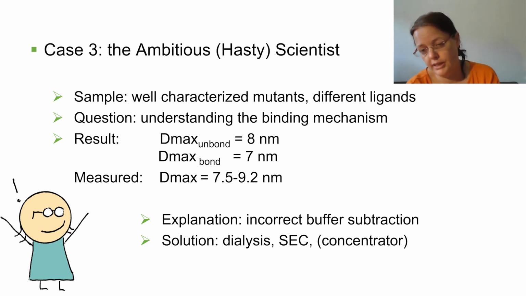Maybe if you're anyways running SEC-SAXS measurements, you could then, for the most important one, do a SEC, or you can try to use gel filtration, the desalting columns, or also a concentrator to see if you can still get a better buffer for the sample that you're doing.